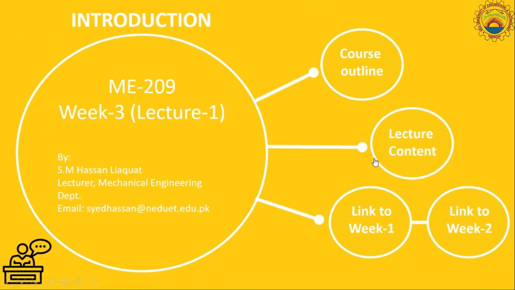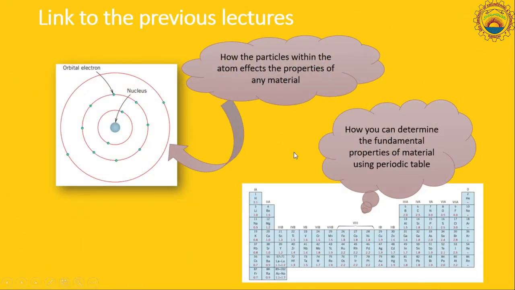Before moving ahead, we will just try to create a brief link with what you have studied before in chapter number 1 and chapter number 3. Initially you studied some fundamental chemistry of the materials. The purpose of that was to teach how the small particles like electrons and protons present within the atom, and the number of free electrons, affect the property of any material. As you know, the more free electrons there are, the more electrically conductive or heat conductive the material is. Likewise, you went through the periodic table, which helps you navigate along all elements based on their physical and chemical properties.